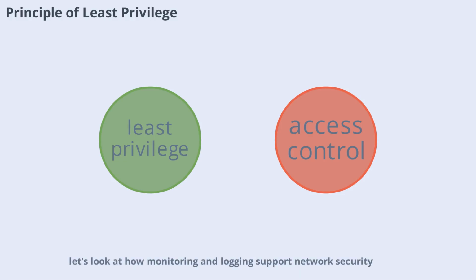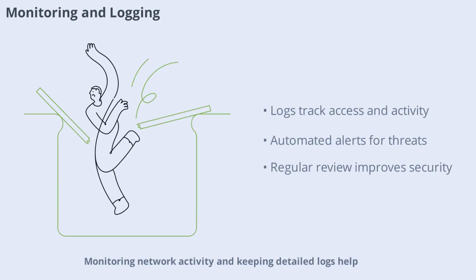Now, let's look at how monitoring and logging support network security. Monitoring network activity and keeping detailed logs help organizations detect and respond to security incidents quickly. Logs record who accessed what, when, and from where. Automated monitoring tools can alert administrators to unusual behavior, such as repeated failed login attempts. Reviewing logs regularly is essential for identifying potential threats and improving security policies.